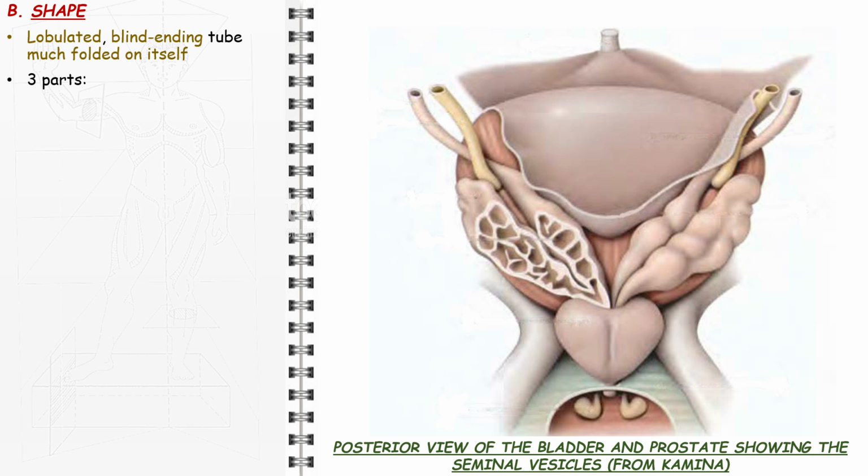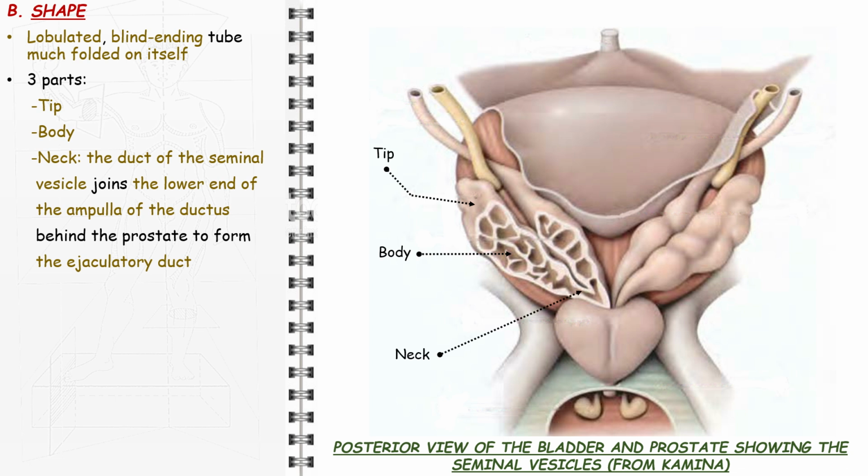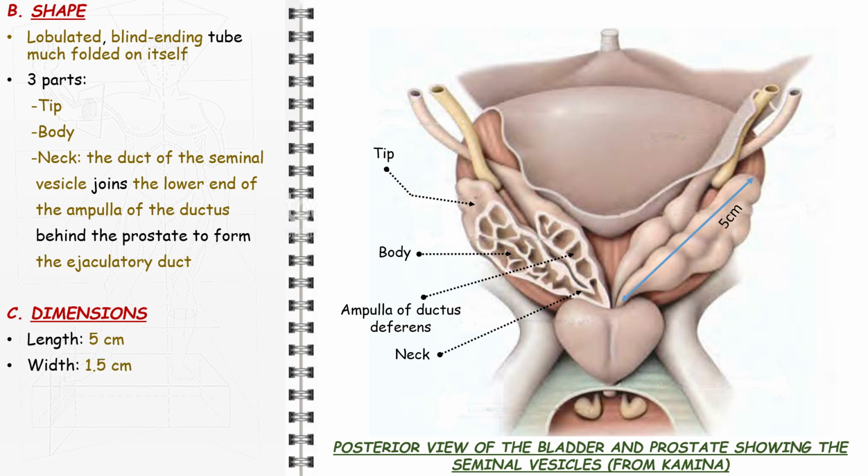Three parts can be distinguished in the seminal gland, from the top to the bottom: the tip, the body and the neck. The seminal vesicle is drained at the neck by a single duct that joins the lower end of the ampulla of the ductus deferens behind the prostate to form the ejaculatory duct. The seminal vesicle is 5 cm long, 1 cm wide and half a centimeter thick. Its length can reach 10 cm when unfolded.